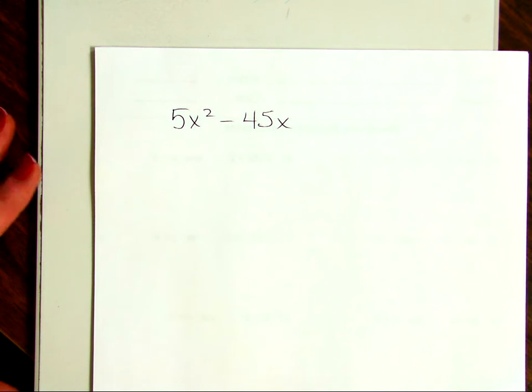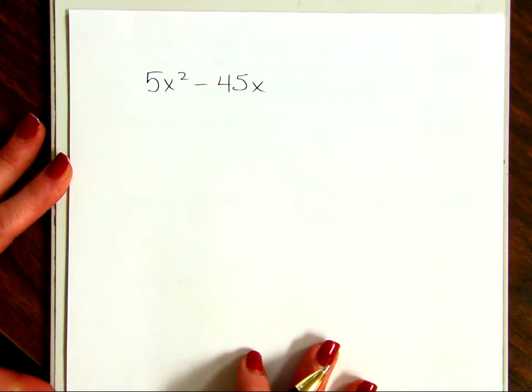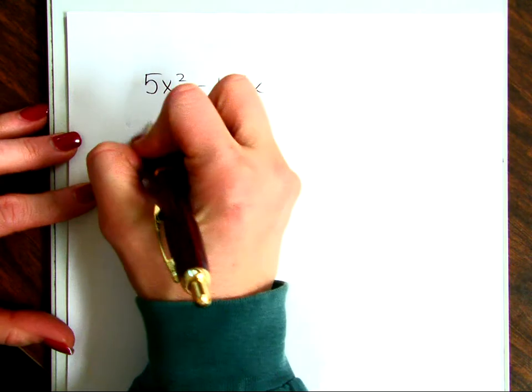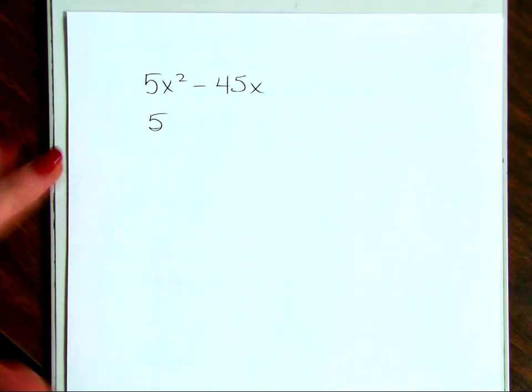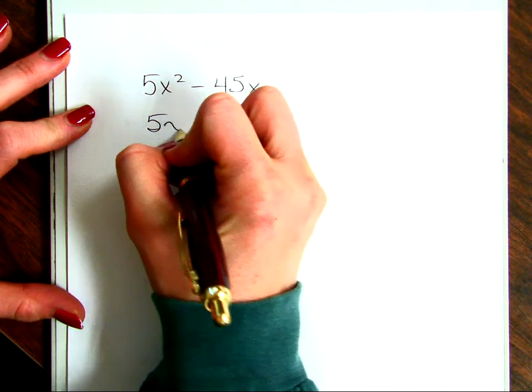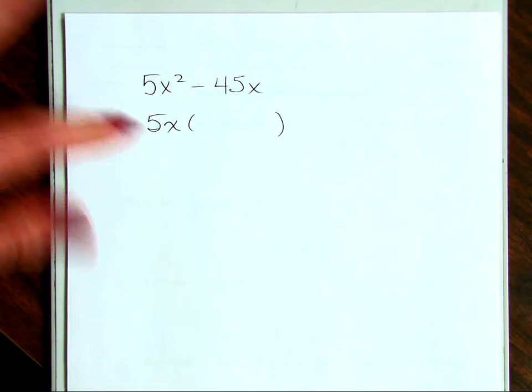And seriously, you can treat this as two separate problems. You can just look at the numbers and say, well, what's the GCF of 5 and 45? 5, okay? But they both have some x's that they could give me. I can get 2 out of this one, but only 1 out of this one. So the GCF can only be an x.